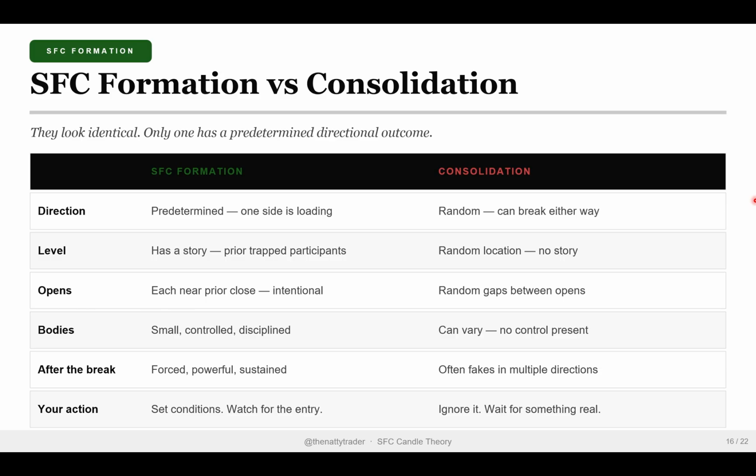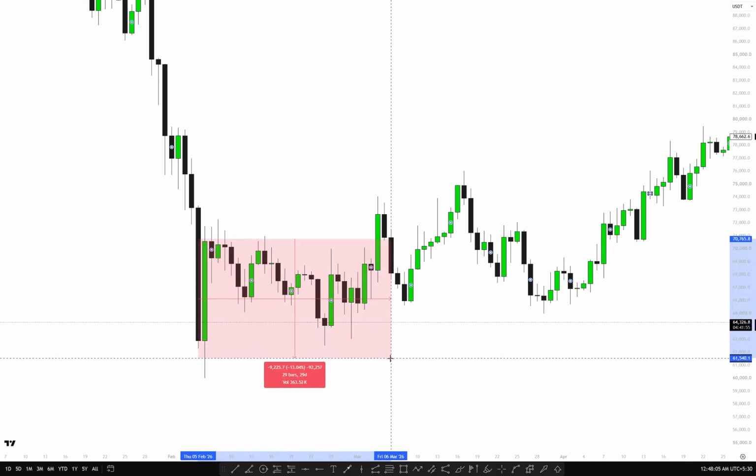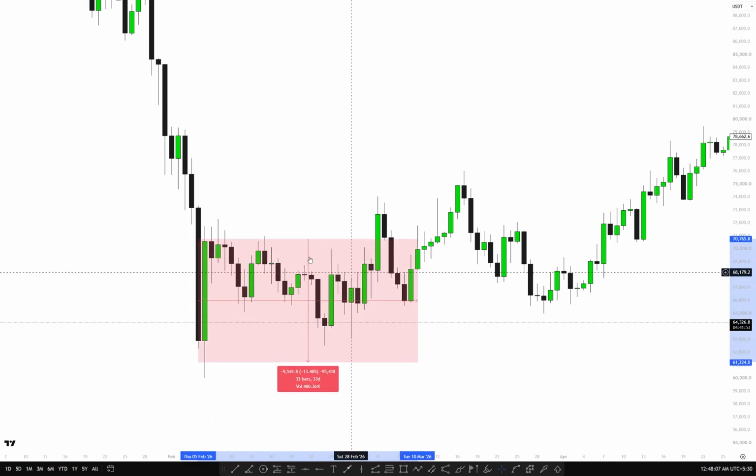Now, I have a perfect example for this slide. I've already shown it to you. This chart of Bitcoin over here is a perfect example. We gave such a massive move and then we started to consolidate over here. What you can see here is that there is no SFC formation. There is no reliable 3 candle pattern. There's nothing in this consolidation. We are just moving in, moving out, moving in, moving out. There is nothing as such in this.